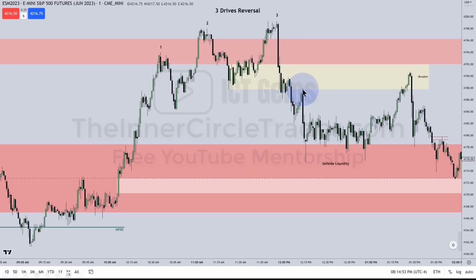And then look at the delivery here. Boom, speed right down into that old imbalance. Then it creates a consolidation. Is that surprising? No. What time of the day is it? It's New York lunch. So what is it doing? It's creating relative equal lows, and then it rallies.